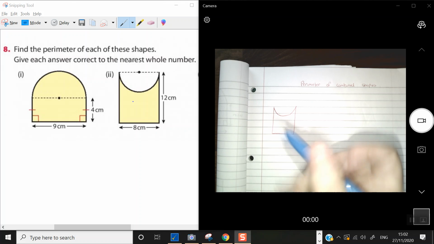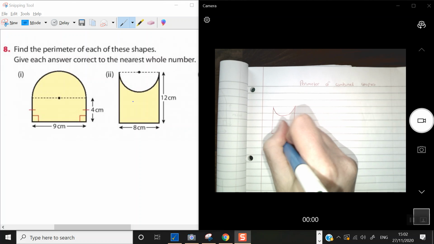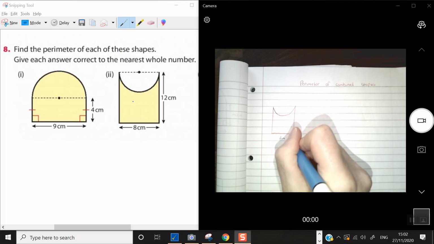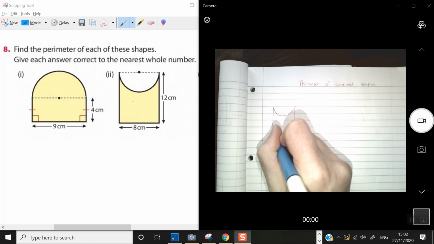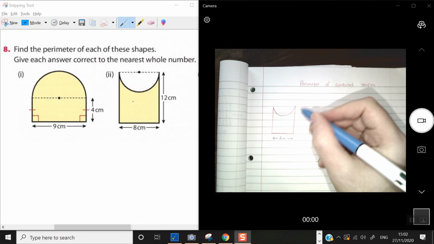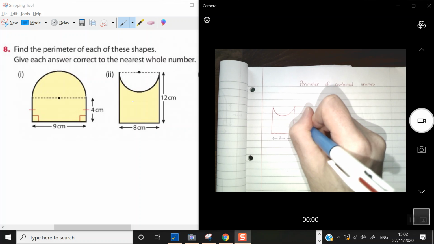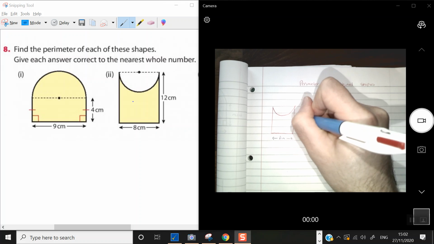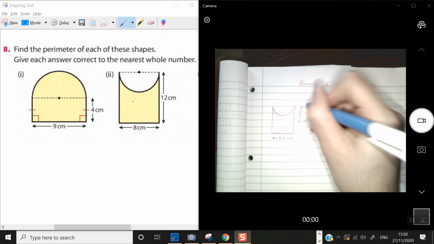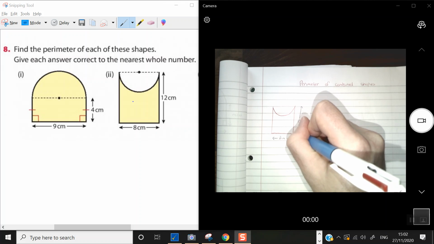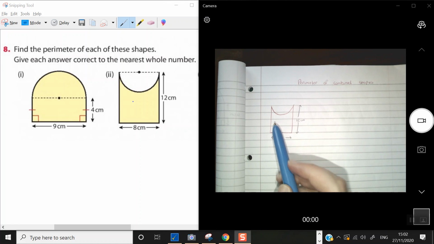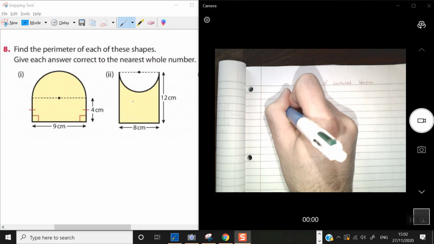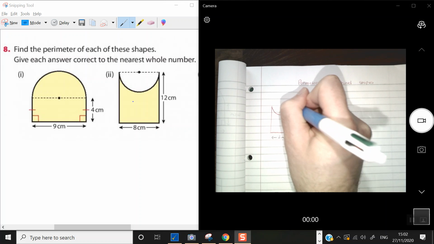For example, it tells us that this bottom part is 8 centimeters. So from here to here, that is 8 centimeters. And then it tells us from top to bottom, it is 12 centimeters. Now, one thing we can do is, this would be the radius.